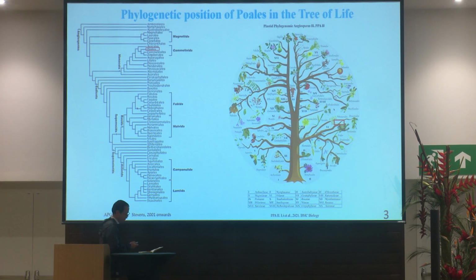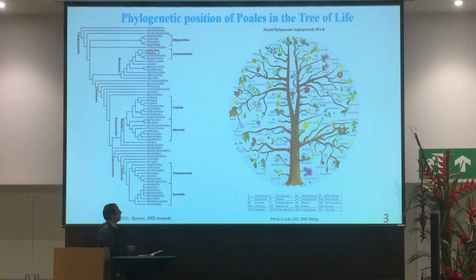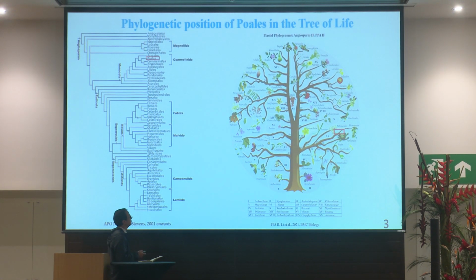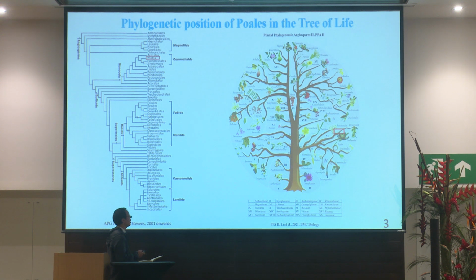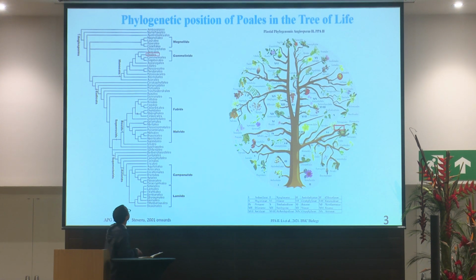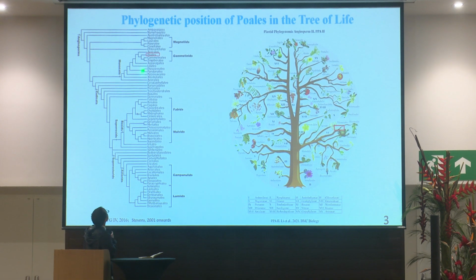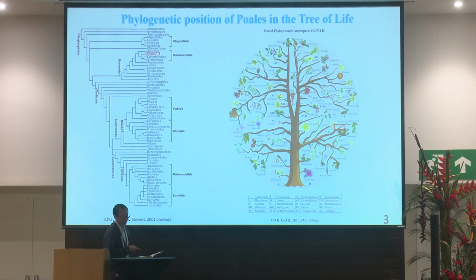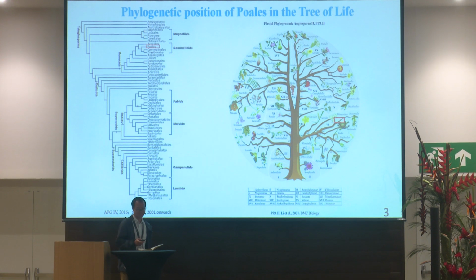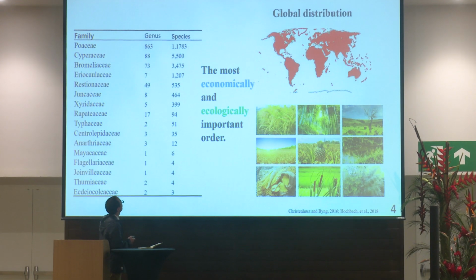On the left you can see the APG IV classification, and on the right is the plastid phylogenomics of angiosperms from our group in Kunming. And of course, you can see the phylogenetic position of Poales in the monocots. Of course, as this is the monocot conference.